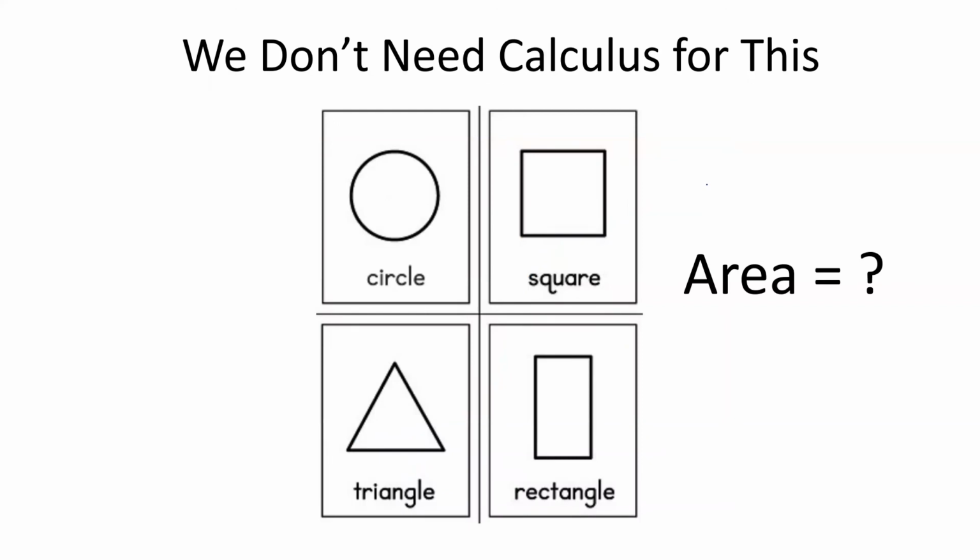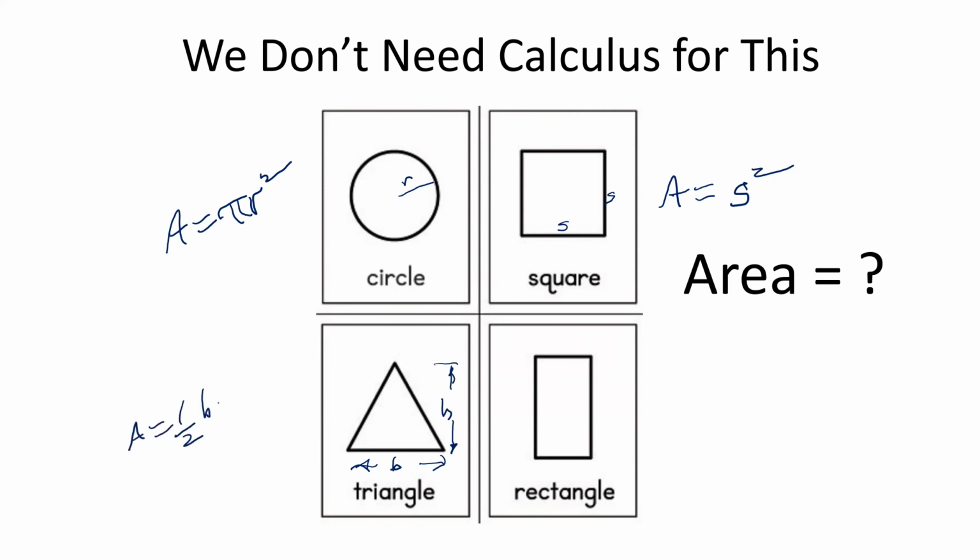Now, we don't need calculus for this. Look at these. We have a circle, radius of r. The area is pi r squared. We have a formula. We have a square. Each side of the square is s. The area is s squared. We have a triangle. It has a base and it has a height, and the area is 1/2 the base times the height. And then we finally have a rectangle with a length L and a width W, and the area is equal to the length times the width.